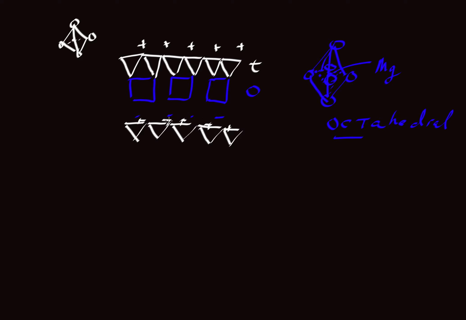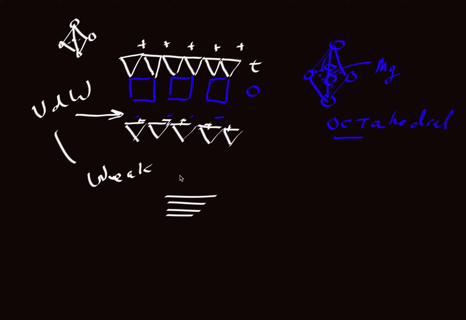So if you take a piece of muscovite and you start peeling across the layers, you're quite literally breaking van der Waals bonds with your hands. As soon as you peel back one layer after another, you're just breaking things along that very weak van der Waals bond.